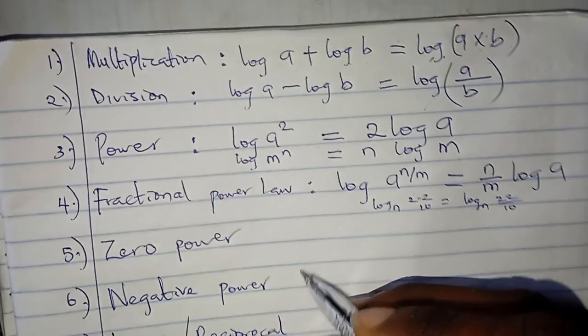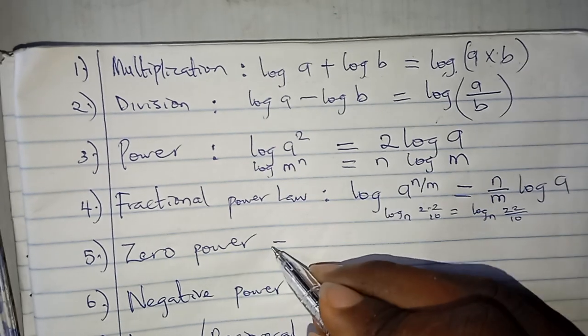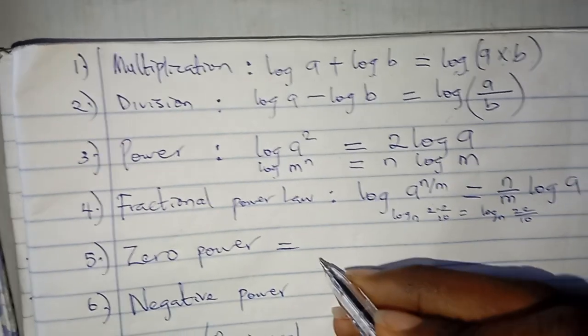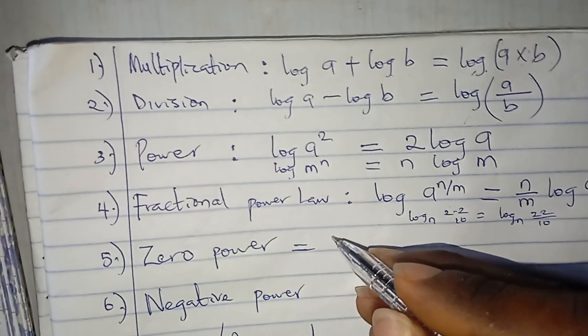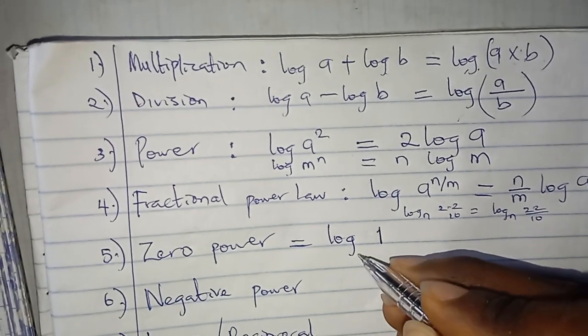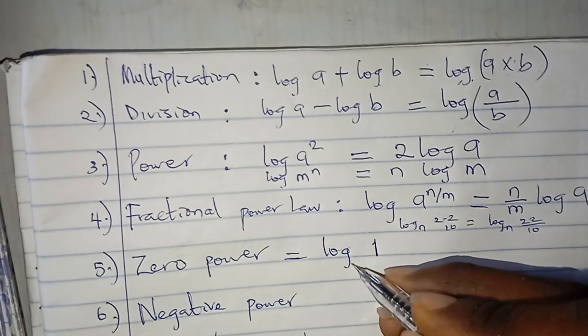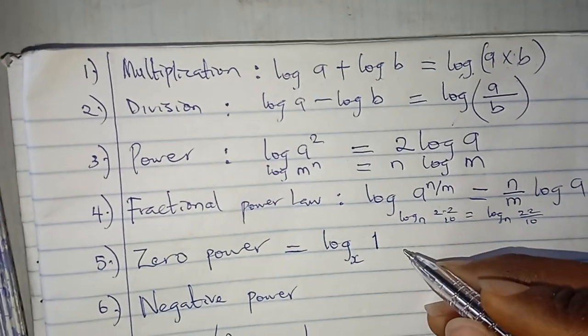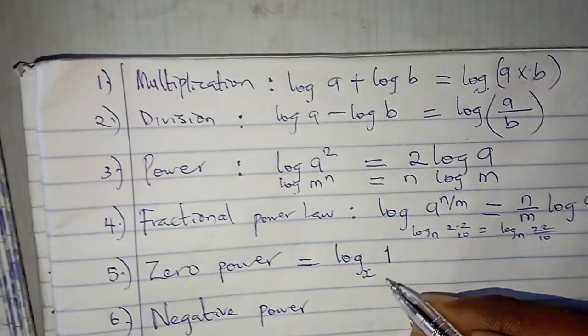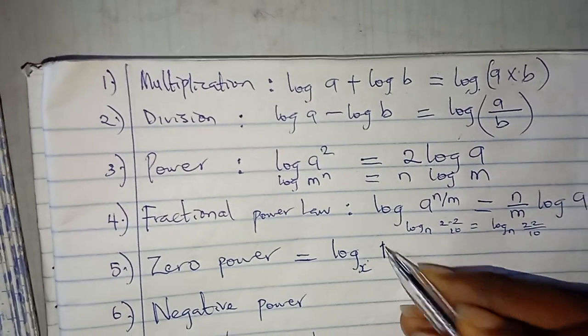All right, for the zero power law, let's check. If I have log of 1, let's say to base x or to base 10, we know that log of 1 is the same thing as saying, what do I raise this x to, to get 1?